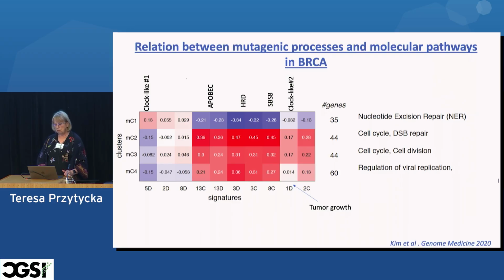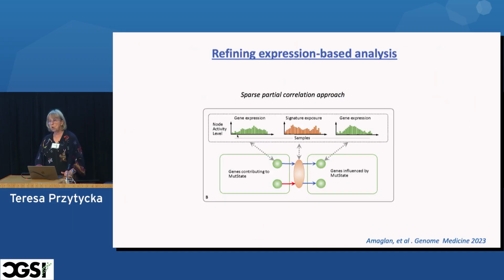So we wanted to go a little bit further, borrowing ideas from gene regulatory networks, and ask: what if we build a network that contains genes and signatures, and try to see what the information flow would be between genes and signatures, using methods borrowed from the construction of gene regulatory networks.